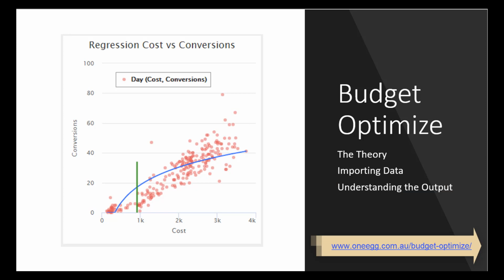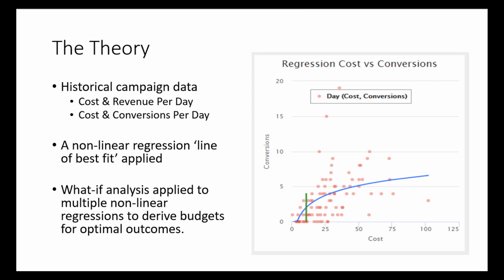Okay, so we're going to look now at the theory behind the tool. Firstly, what the tool does is it takes historical campaign data from your AdWords campaigns. It's primarily developed for AdWords, but it could be used for other online advertising platforms such as Facebook ads or Twitter ads, or any real campaign where you have cost and revenue or cost and conversion data.